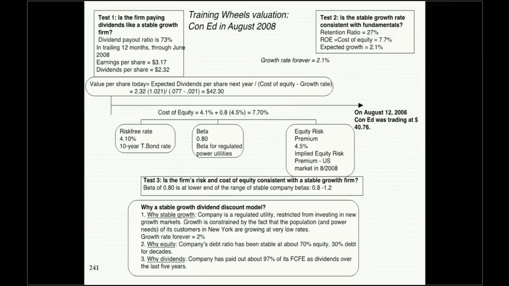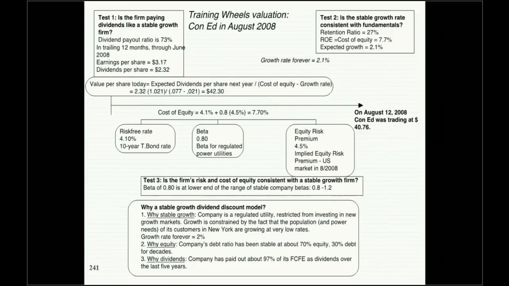So the stable growth dividend discount model should work. It pays out dividends like a mature company. It has a growth rate less than the risk-free rate, and its cost of equity looks like that of a mature company. So I said, okay, let's project out the dividends next year. I took the dividends from last year, 232, grew it at 2.1%, which is my growth rate, divided by cost of equity, 7.7% minus 2.1%, the value per share that I get is $42.30. The stock was actually trading at $40.76.